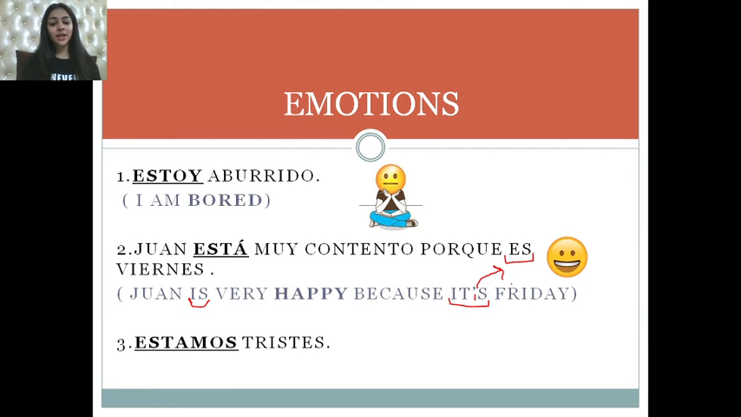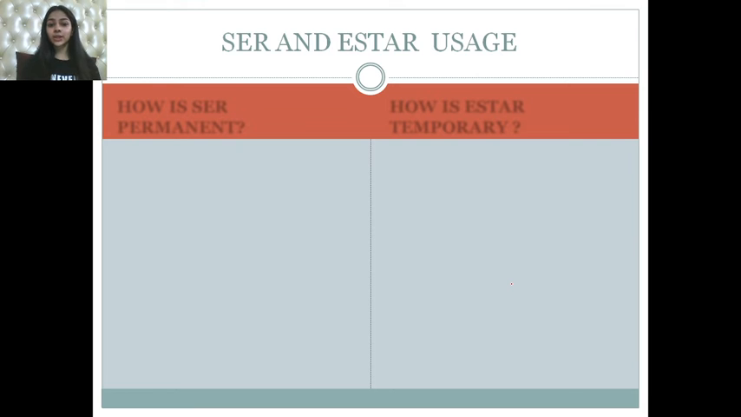Perfecto. Next one, estamos tristes. We are sad. So I hope you're clear with it. Now, if you remember in the beginning, we just had one line for both the verbs, that the verb ser is the permanent verb and the verb estar is the temporary verb. Now this might raise a question: how is the verb ser permanent and how is the verb estar temporary?